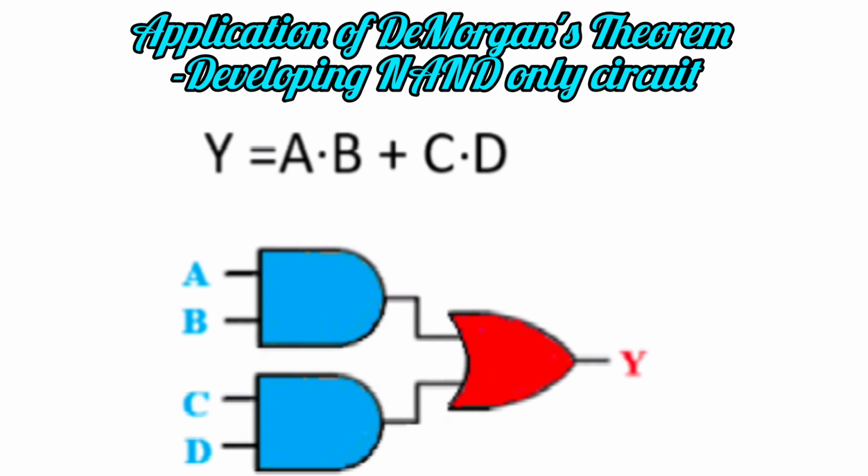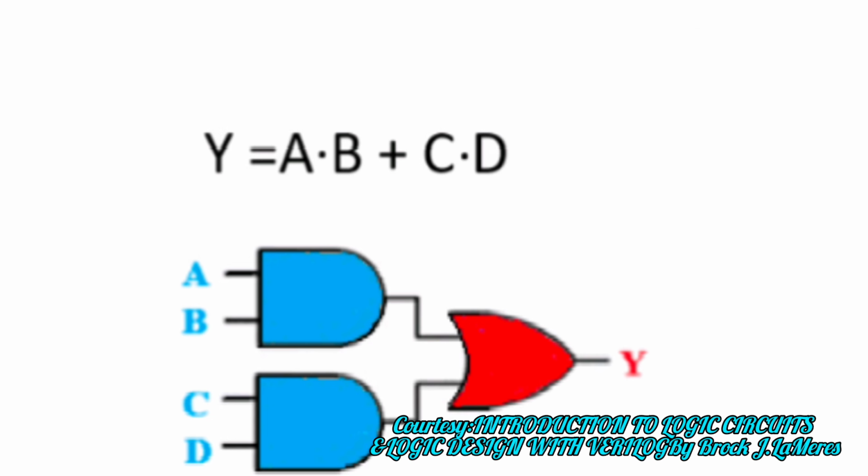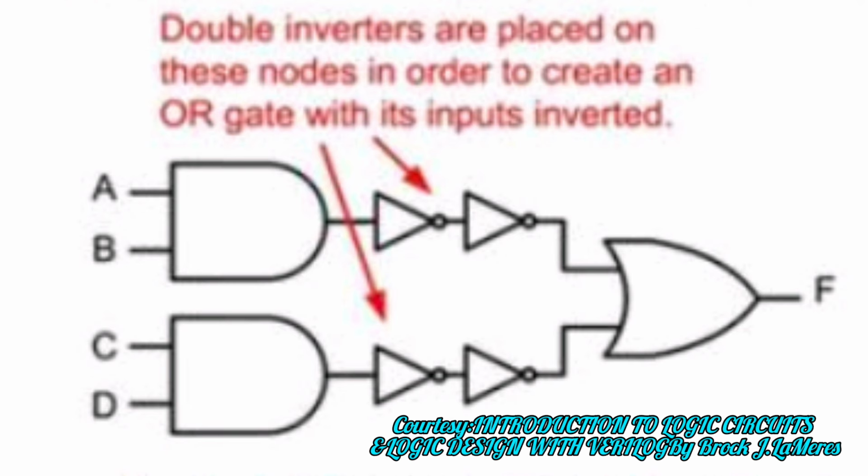Example, a simple sum of product form expression, that is y is equal to ab plus cd. Exactly, it is a and b or c and d. The logic diagram shown here consists of two AND gates and an OR gate. Let's at first see how to develop a NAND only circuit. For that, at first we will be placing two inverters just after the two AND gates. Two inverters means basically the result will be same as per the involution theorem.